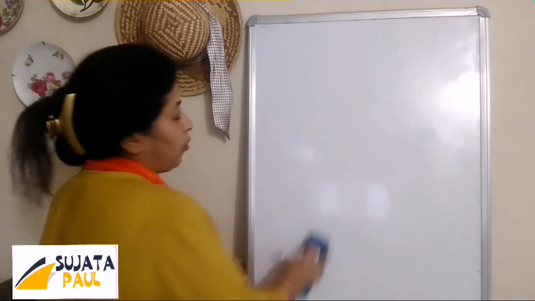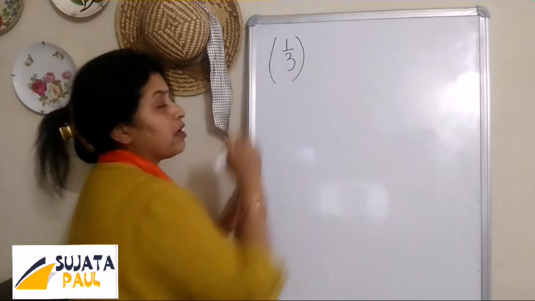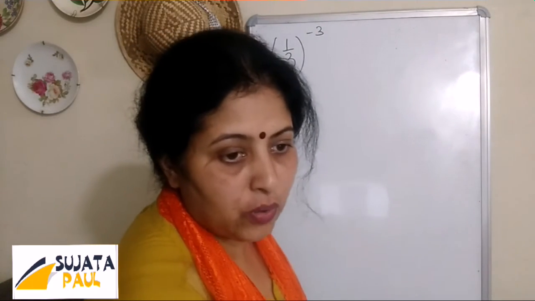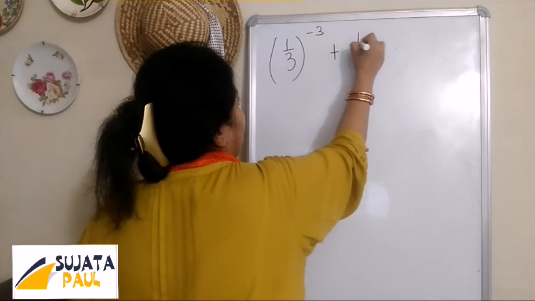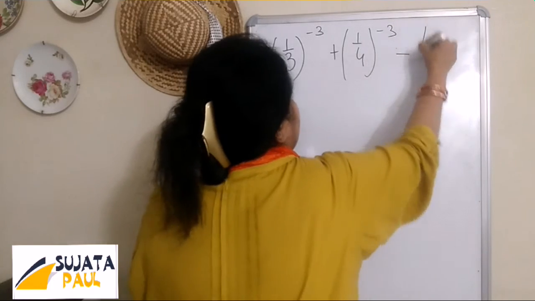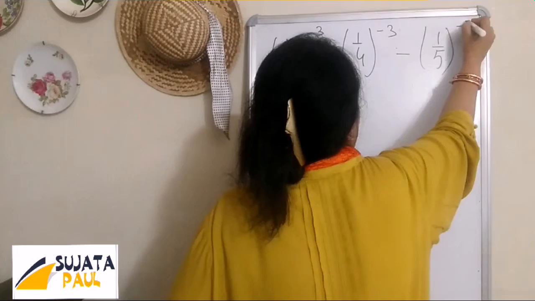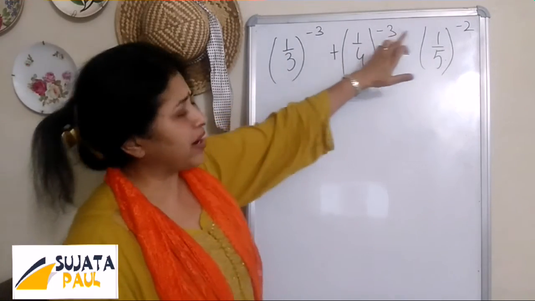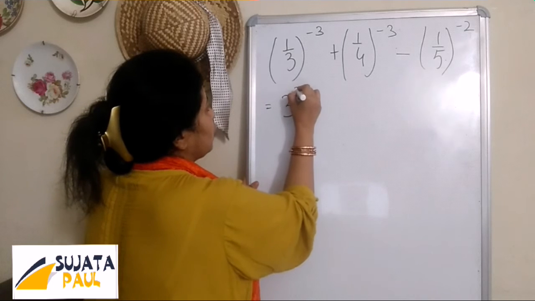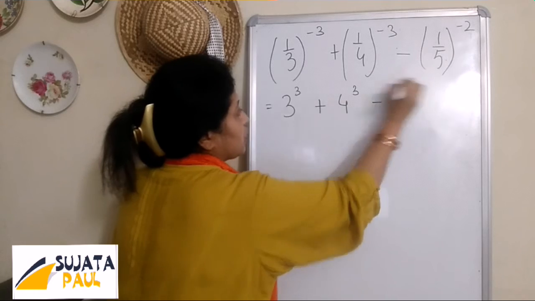And all of them are from your book. And this one is 1 upon 3 bracket, and the power is minus 3, and then you have plus 1 by 4 raised to the power minus 3, and then you have minus 1 upon 5 raised to the power minus 2. So first, because these are all minuses, should we just make them reciprocal? This will become 3 cube plus 4 cube minus 5 squared.